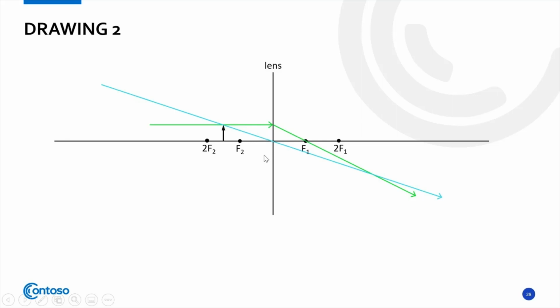The tip of the image is supposed to be at the intersection of the refracted rays. The refracted rays intersect at this point. Then this point will be the position of the tip of the image. So we can draw the image like this.